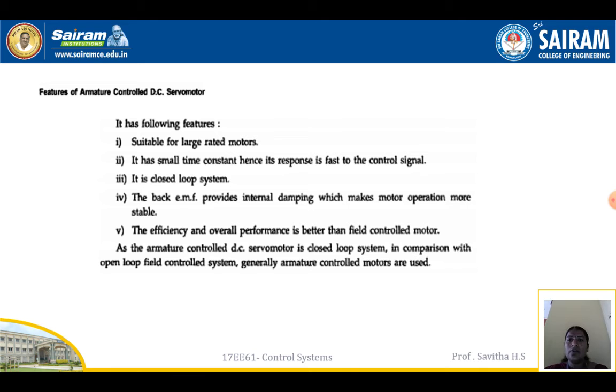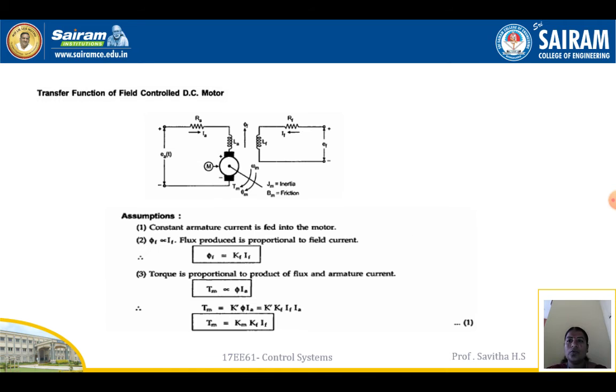Features of armature controlled DC servo motor. Suitable for large rated motors. It has a small time constant, hence its response is fast to the control signal. It is a closed loop system. The back EMF provides internal damping which makes rotor operation more stable. The efficiency and the overall performance is better than the field controlled motor. As the armature controlled DC servo motor is a closed loop system, in comparison with the open loop field control system, generally armature controlled motors are used.